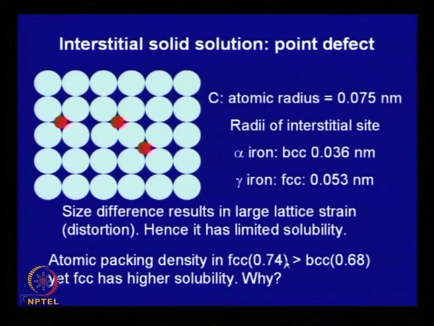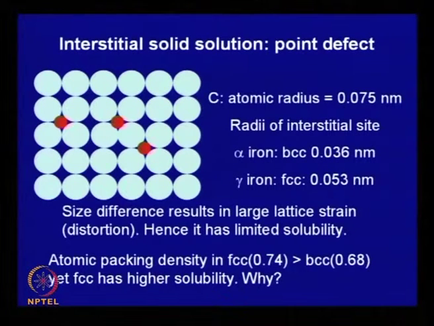Why? Apparently this may look like a fallacy, but if we look a little more carefully into the way these interstitial sites are present in BCC and FCC. So, basically BCC maybe the packing density is a little less, but what is more important is the dimension of these interstitial sites, the octahedral site, which is a little larger. The carbon atom will primarily try to go into the octahedral site, which is bigger than the tetrahedral site.